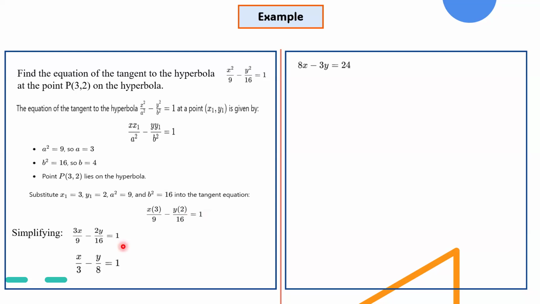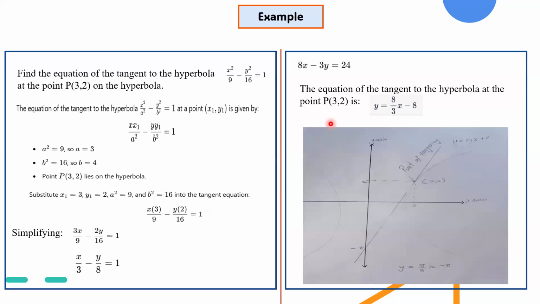When we simplify this, we can just reduce, so we'll have x over 3 minus y over 8 equals 1. What we can do is find the LCM, so we work it out. We'd have 8x minus 3y equals 24. Then we want to write this in terms of y equals mx plus c. So we write it in terms of y, so we have y equals 8 over 3 x minus 8. So then we know the y-intercept for this tangent would be -8.